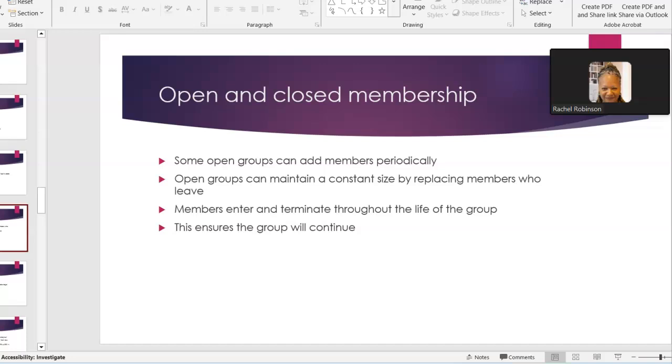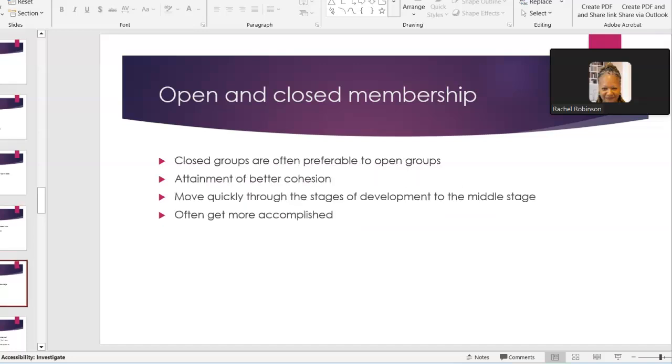So, right, open members you can add periodically. The size can remain the same as members come and go, and they're able to enter and exit throughout the life of the group. Closed groups can make more sense. With open groups, it's hard to achieve cohesion.